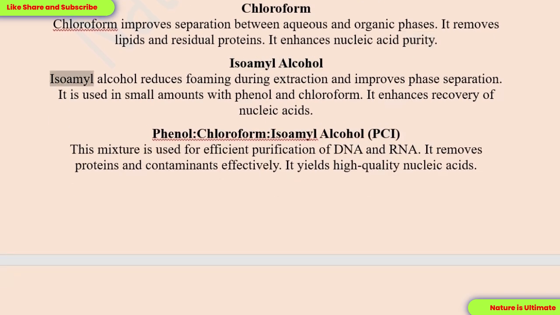Isoamyl alcohol. Isoamyl alcohol reduces foaming during extraction and improves phase separation. It is used in small amounts with phenol and chloroform. It enhances recovery of nucleic acids.